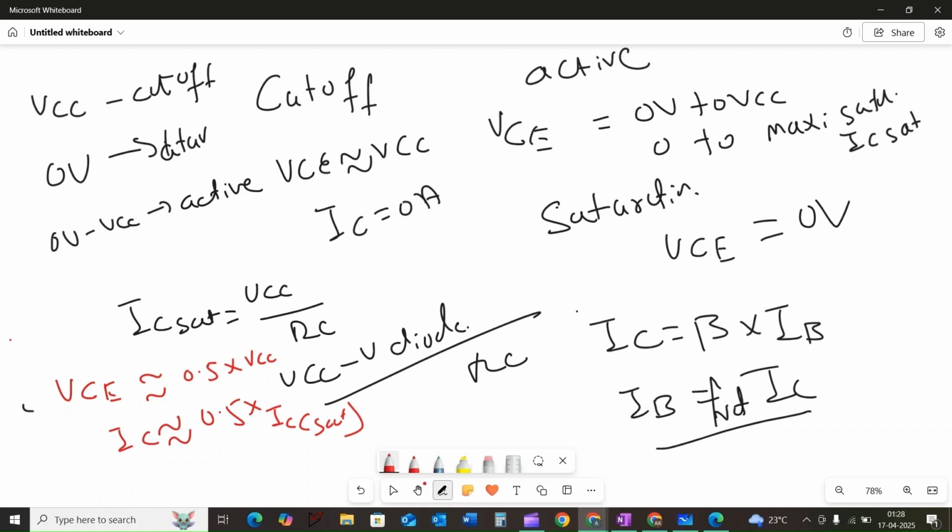I hope that this video is going to help us understand how to configure the transistor in different modes like cutoff, active and saturation region, and how to consider the collector resistor and the collector current, and how to calculate the collector current and emitter current, and collector voltage and emitter voltage and the base voltage.